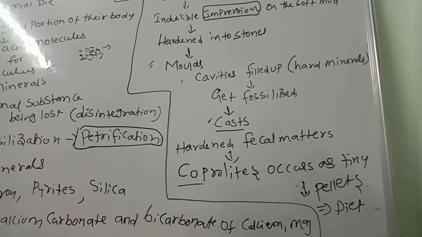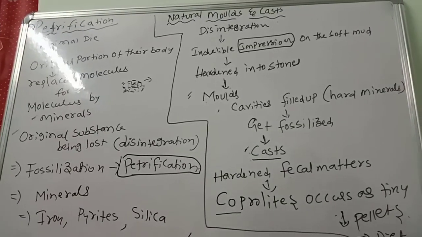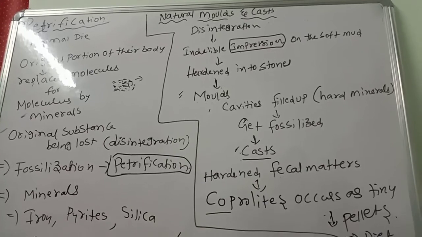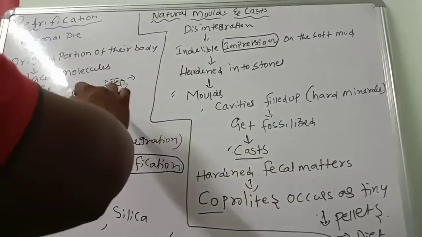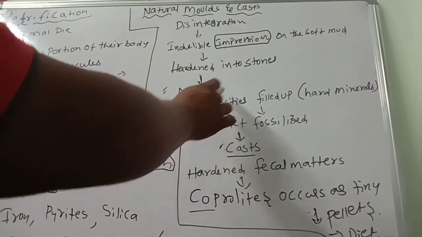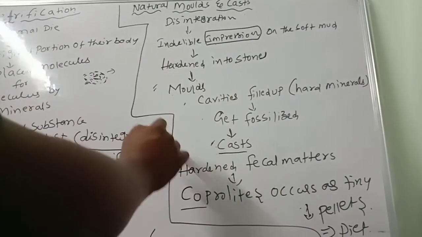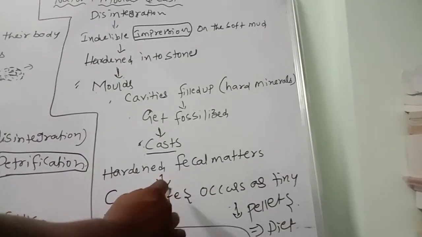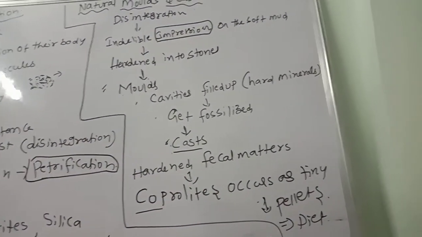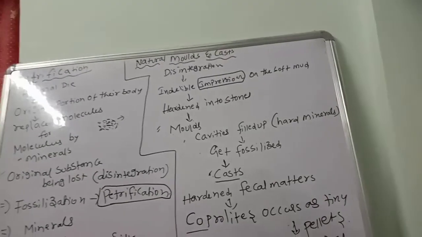So what we discussed: petrification, actual remains, natural molds and casts. Mold means an impression on soft mud that becomes hard. When this mold cavity is filled with hard minerals and fossilized, that is called a cast. These casts, molds and coprolites are also helpful from the evolution point of view.